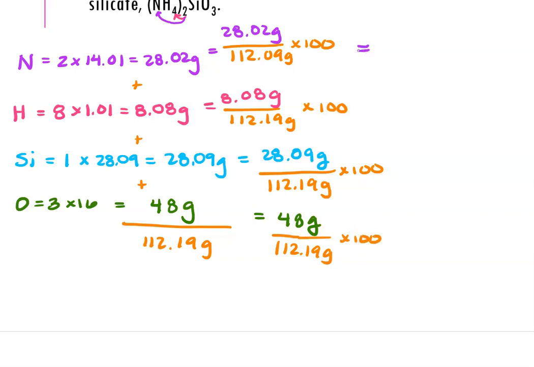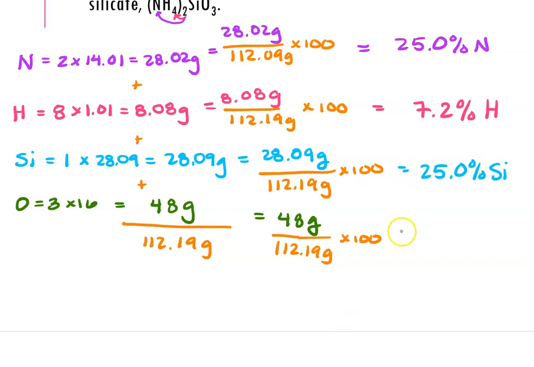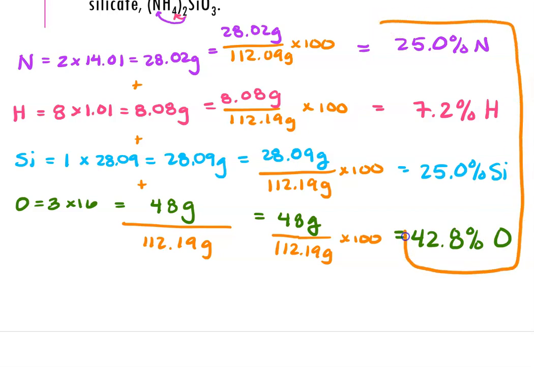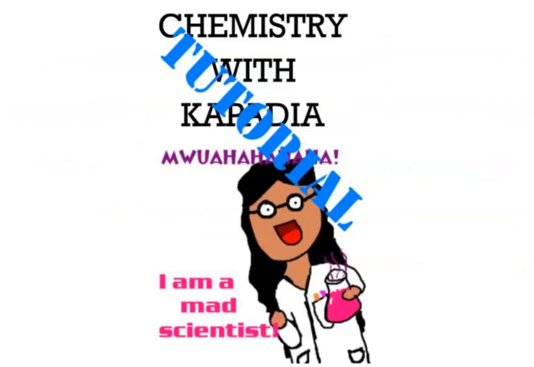So we plug this into our calculator and we get that we have 25.0% nitrogen. We have 7.2% hydrogen. We have 25.0% silicon. And the remainder, 42.8%, is oxygen. Right, and then we add all those together and we see that we do in fact get 100% here. Go team.